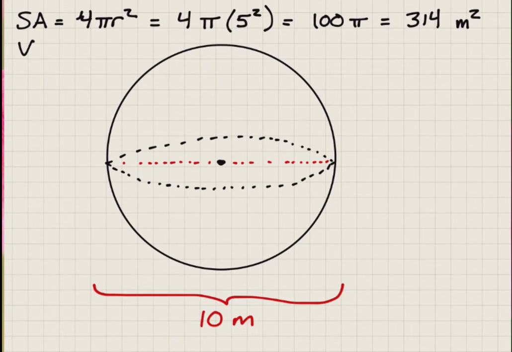All right? Now, on to volume. Volume is a little different. It's 4/3 pi r cubed. All right? Now let's plug in what we know. We have 4/3, we have pi, we have 5 cubed. Anyone know what 5 cubed is without using a calculator?